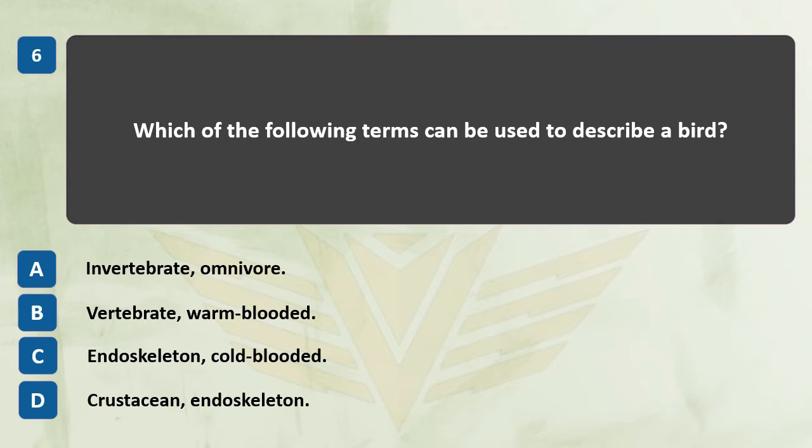Which of the following terms can be used to describe a bird? A. Invertebrate, omnivore. B. Vertebrate, warm-blooded. C. Endoskeleton, cold-blooded. D. Crustacean, endoskeleton.